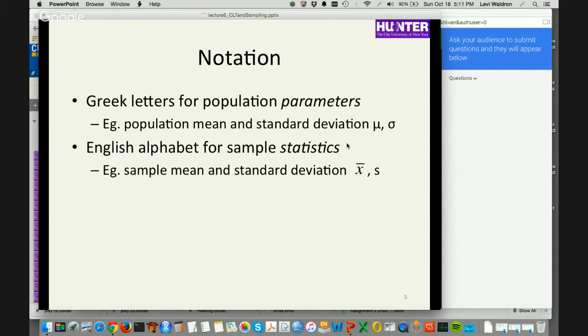Just a reminder, we use Greek letters for population parameters such as the mean, mu, and standard deviation, sigma, and the English alphabet for sample statistics such as X-bar and S.